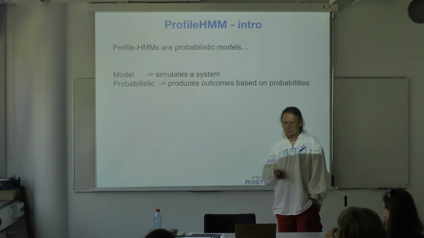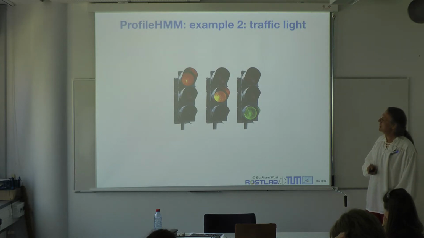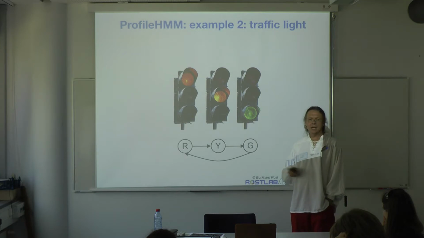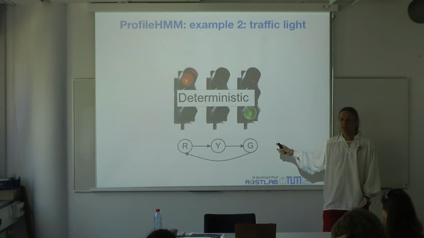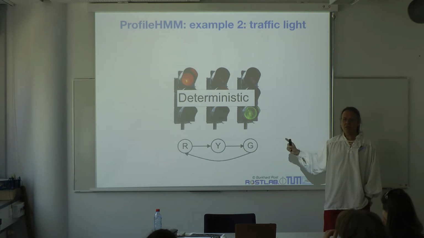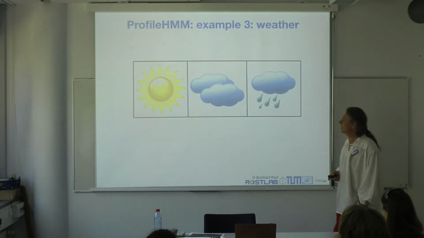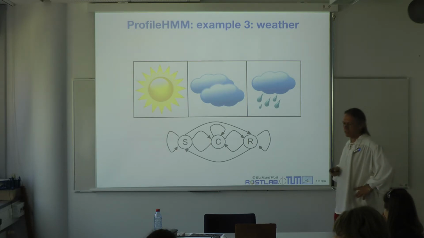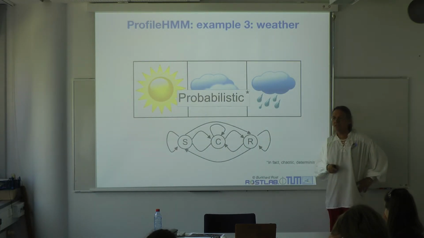Let's get into types of HMMs. This essentially is an HMM that models the transition from red, yellow to green, and from green to red again for the traffic light. This is not probabilistic though. This is completely deterministic. The sequence will always be exactly the same, right? While this model here is one that is highly probabilistic, highly non-deterministic. So you observe one of these states, and you want to compute the probability of tomorrow observing another state.